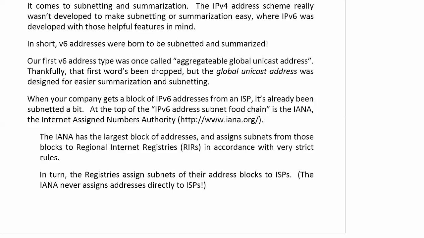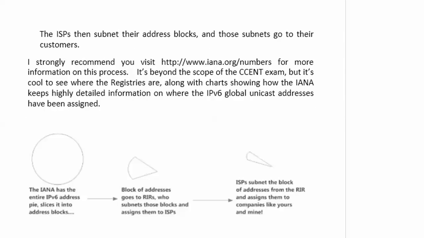In turn, the registries assign subnets of their address blocks, the ones they got from the IANA, to the ISPs. The IANA never assigns addresses directly to the ISPs. The registries have to be involved. The ISPs then take those address blocks and subnet those, and finally those subnets go to their customers. And you can see on the board, it really is like a pie.